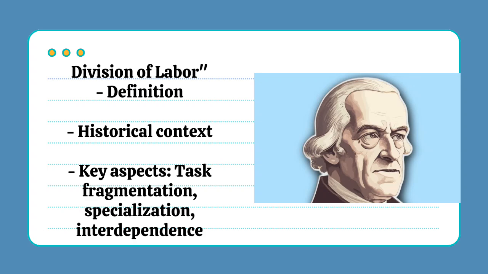What are the key aspects? Task fragmentation, breaking down complex processes into simpler, repetitive tasks. Skill specialization, workers develop expertise in specific areas. Interdependence, different specialized roles must coordinate for final output. What is the historical context? Concept popularization by Adam Smith in The Wealth of Nations, 1776, became central to industrial revolution and modern manufacturing.